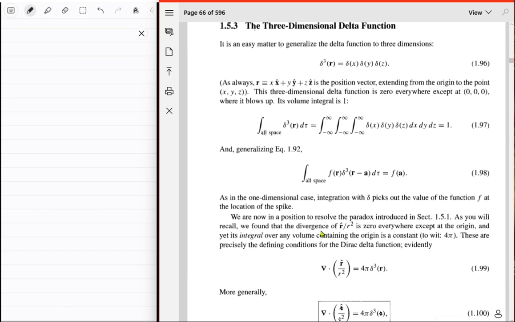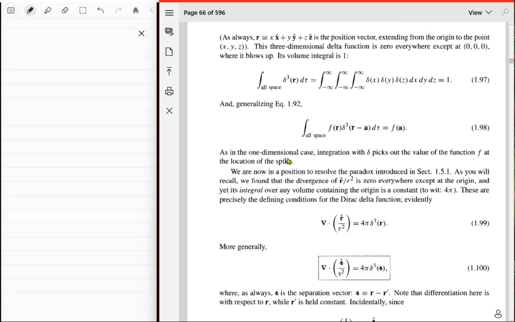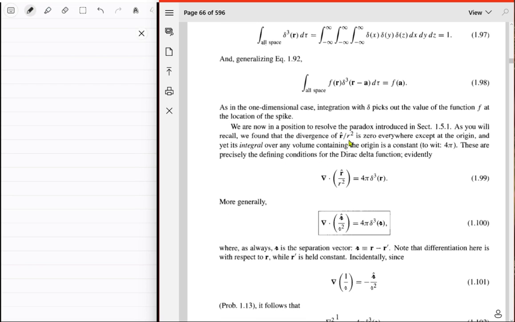This is just so stupid. Generalizing equation 1.92, integration over all space of f of r delta cubed of r minus a d tau. As in the one-dimensional case, the delta function picks out the value of the function f at the location of this point. We are now in the position to resolve the paradox originally raised in section 1.5.1. As you will recall, the divergence of this thing is 0 everywhere except at the origin, and yet its integral over any volume containing the origin is 4 pi.